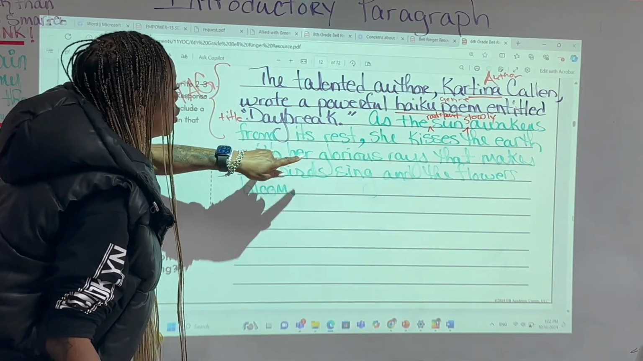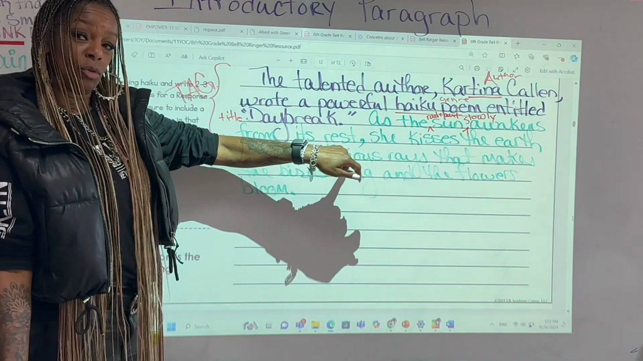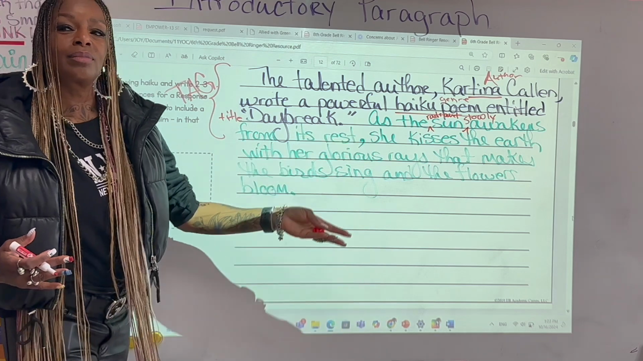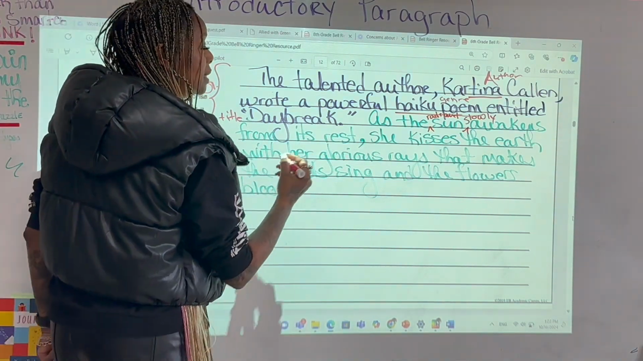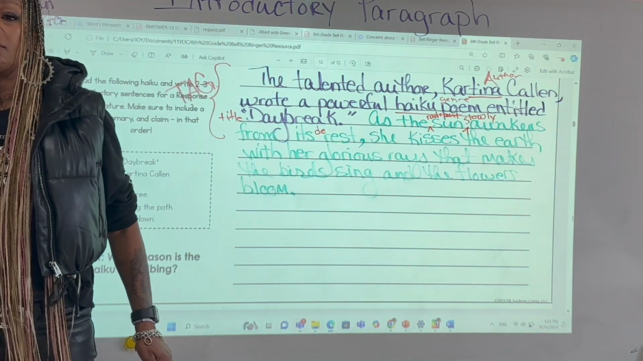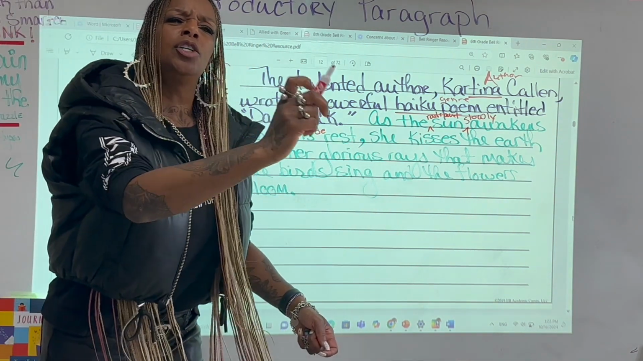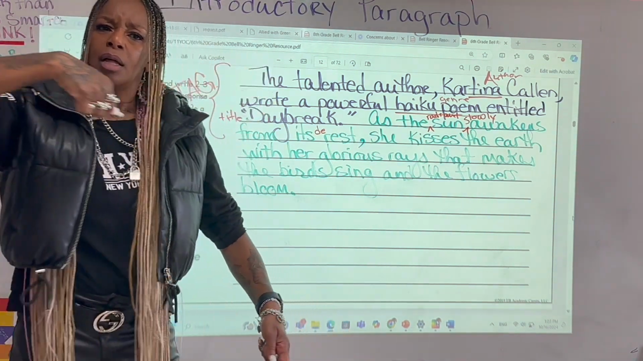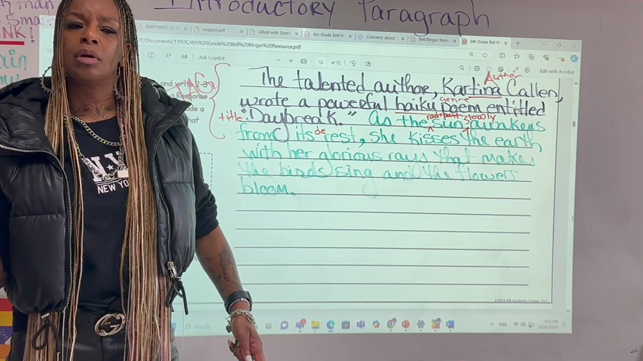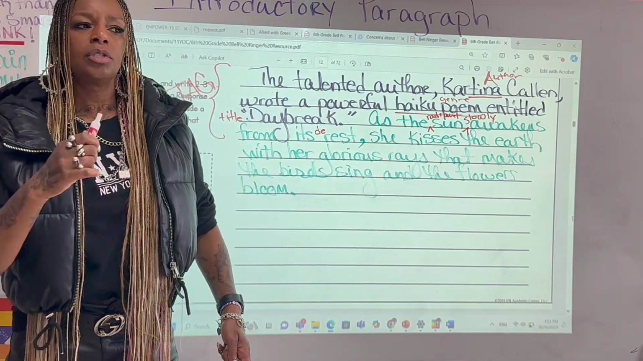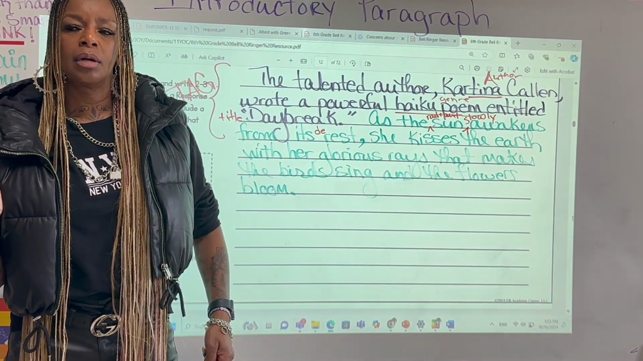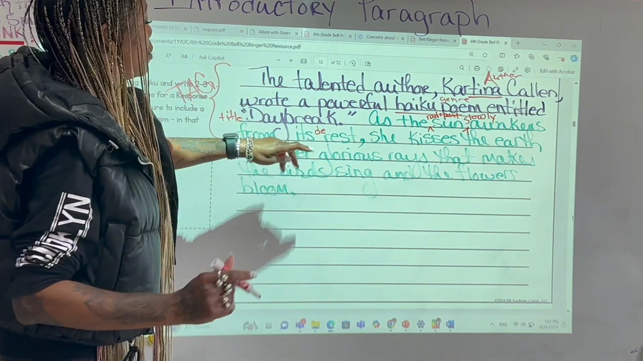Slowly awakens from its, what kind of rest? Pay attention. What kind of rest? Deep. From its, ooh, how about rejuvenating rest? Or what, doesn't the sun circulate? No, the Earth circles the sun. Planets circle the sun. The sun doesn't circle. Okay, so I'm going to say from its deep rest.